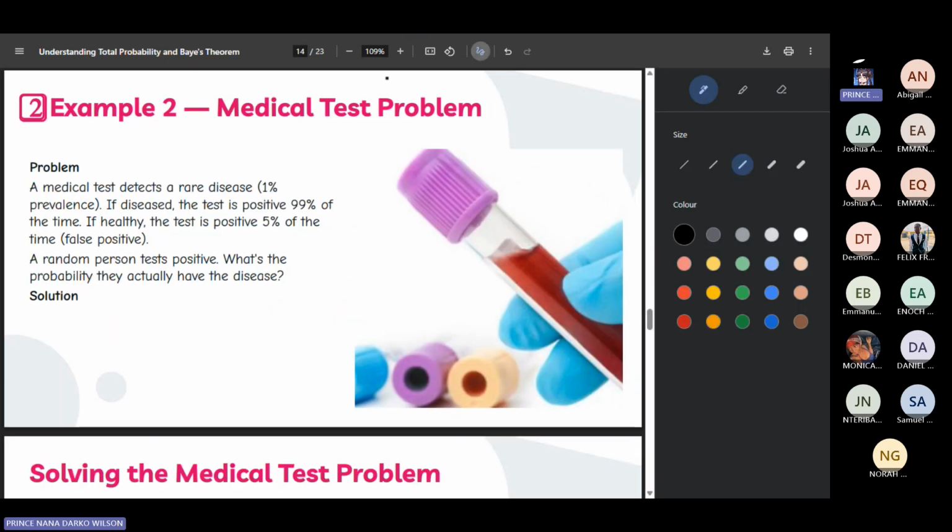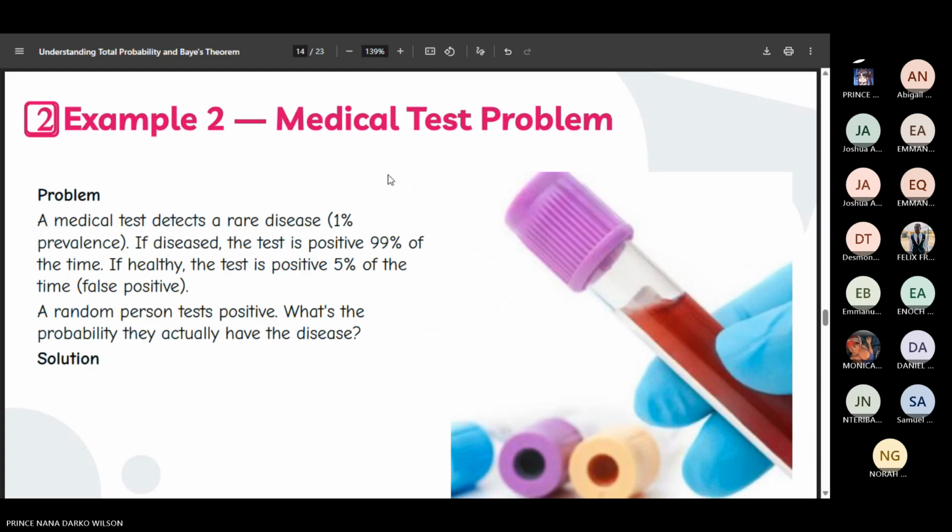A medical test detects a rare disease with 1% prevalence. What the prevalence means here is that for every normal human being who takes the test, before you take the test, the chance of you actually having the disease is 1%. It's not like you do have it or you don't, we don't know. But we say that there is a 1% chance that every random person has the disease.